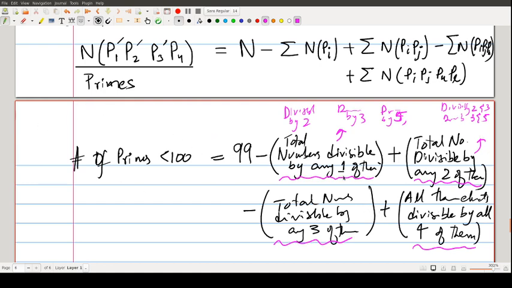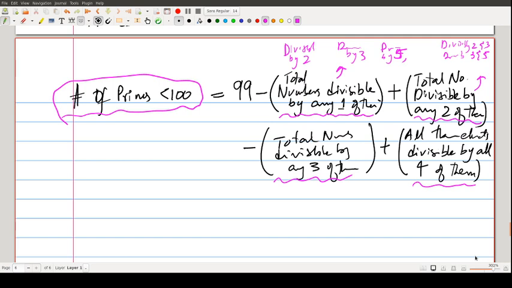And so these will contain different pairings. So 4 numbers here and 6 numbers perhaps here. You find all of these numbers, you subtract them from 99, and that will give you the number of primes less than 100. And these are actually easy to find. You can look them up, or you can try to guess the pattern yourself.